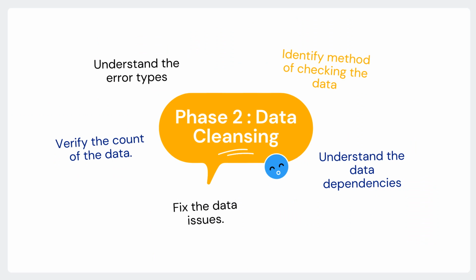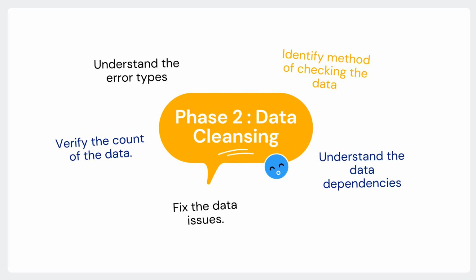Second phase is data cleansing. It is very important that data cleansing is performed on a system that houses and maintains data. The following data cleansing tasks should be planned. Understand the error types. These may include blank fields, too long data lengths, or bad characters.